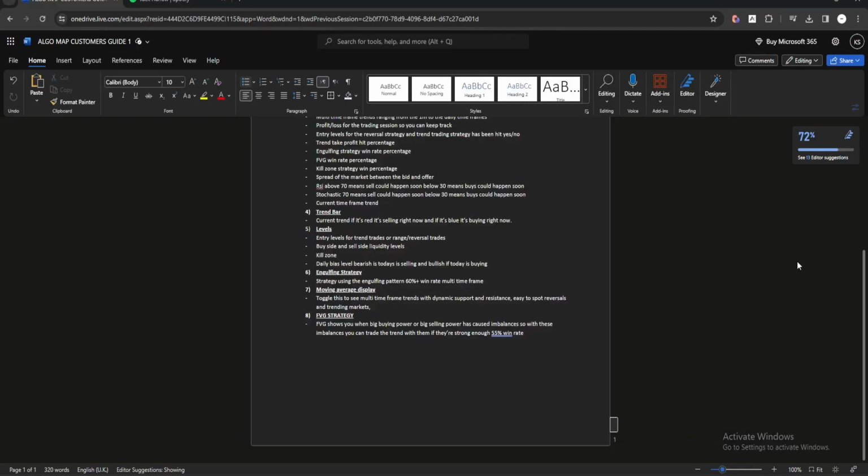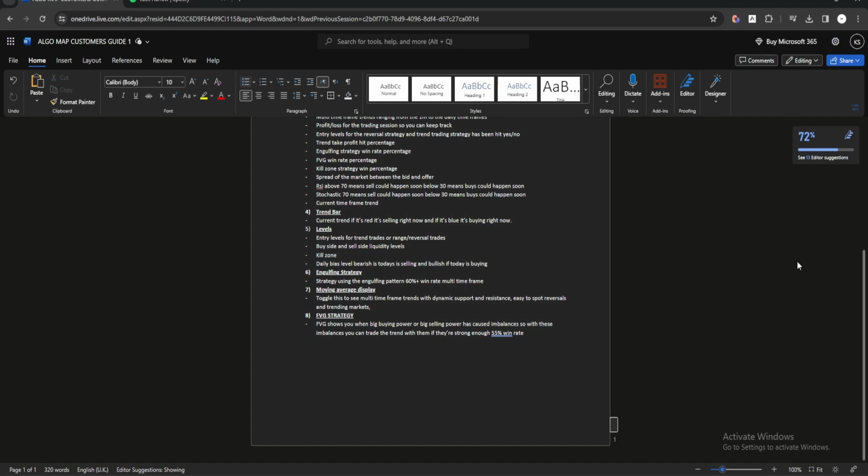Okay then, so we're now on to number 8, and it's the FVG strategy. It's the fair value gap strategy. The FVG shows you when big buying power or big selling power has caused imbalances in price. With these imbalances, you can trade the trend with them, or if they're strong enough, but sometimes they're not, you can actually bet against them. But there is edge there.